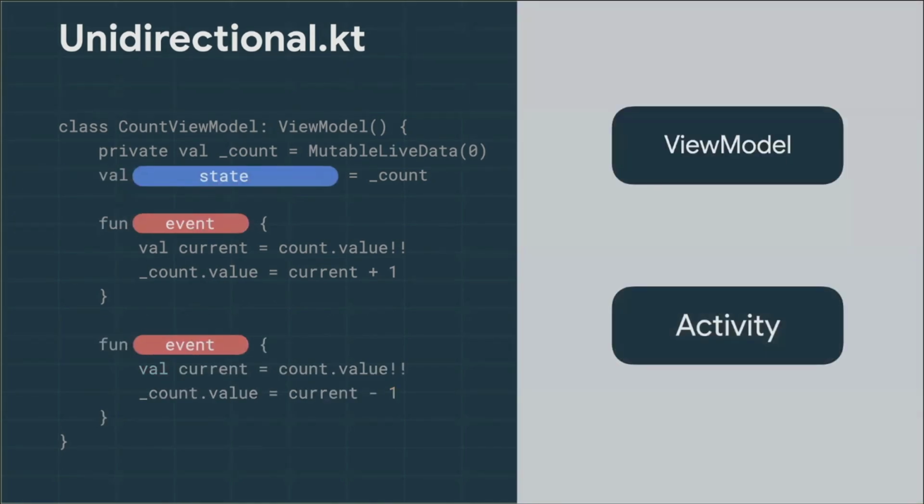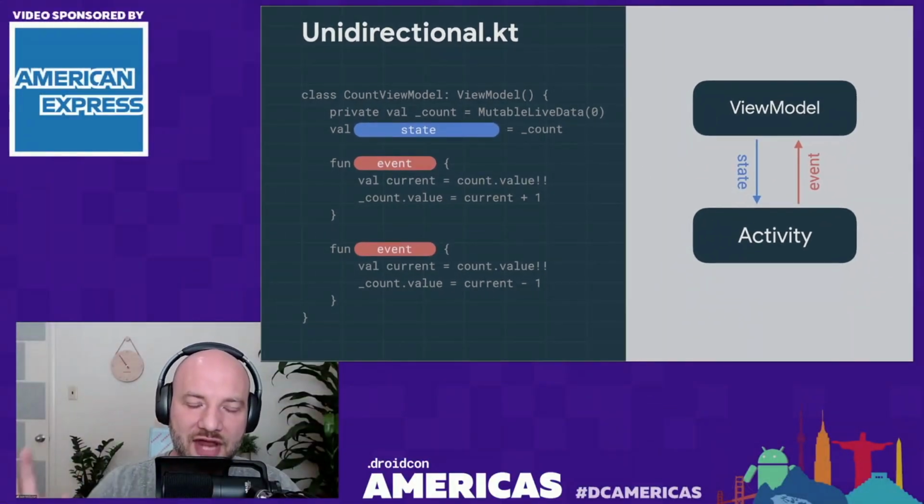Now I can draw a little diagram over on the right here where I put the view model on top and the activity down below. And when I do that, we can see that when we think about how this works, the state is always going to flow down from the view model into the activity. And similarly, the events are always going to propagate up from the activity to the view model. And this is the kind of design we want to be aiming for as we go into unidirectional data flow.